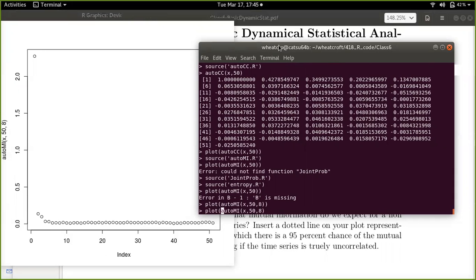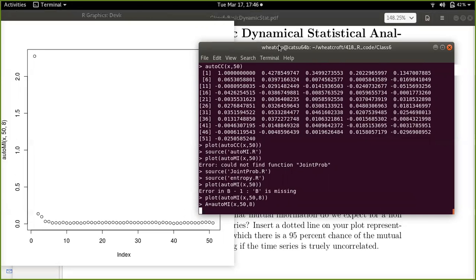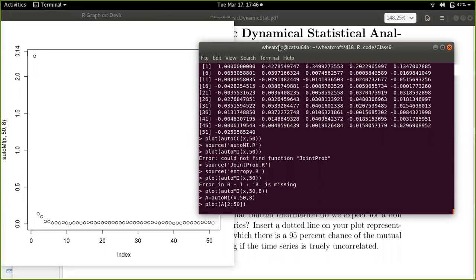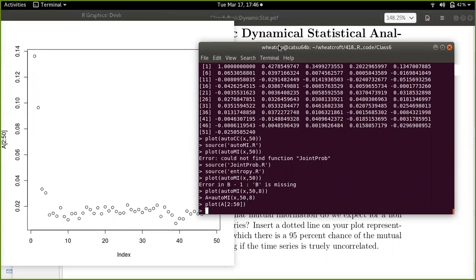But if we want to look at this more clearly, we can define this time series, this vector, as A, so we can exclude the first point and look at it in a bit more detail. So we just do 2 to 50, and we see it declines fairly quickly.